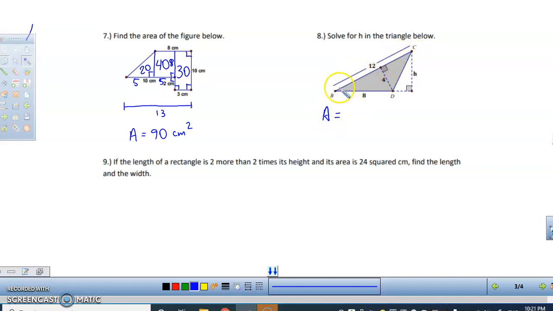So there's the 12 is my base. So 1/2 times 12 times its corresponding height, which is 4. Okay, so that's going to be 6 times 4, which is 24 units squared.